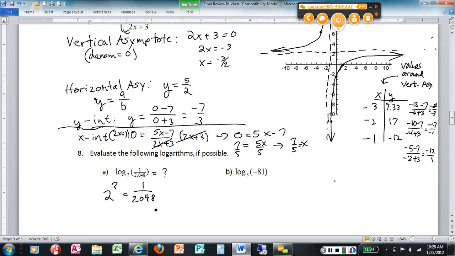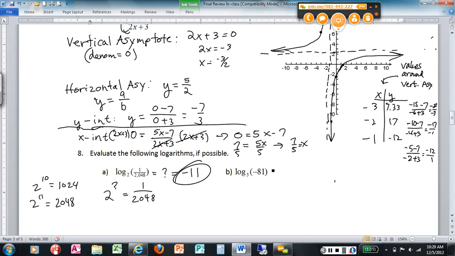Well, if you try powers of 2, 2 to the 10th is 1024. It's way on up there. So 2 to the 11th is 2048. However, I want 1 over 2048. So what is the power I need here of the 2? Need negative 11, don't I? To get it to be flipped over, 1 over 2048, it needs to be 2 to the negative 11. So the logarithm evaluates here to be negative 11.